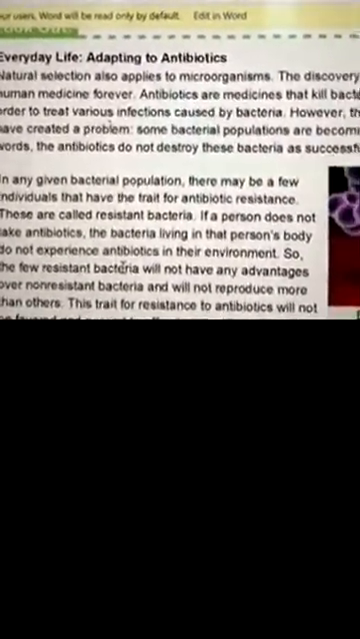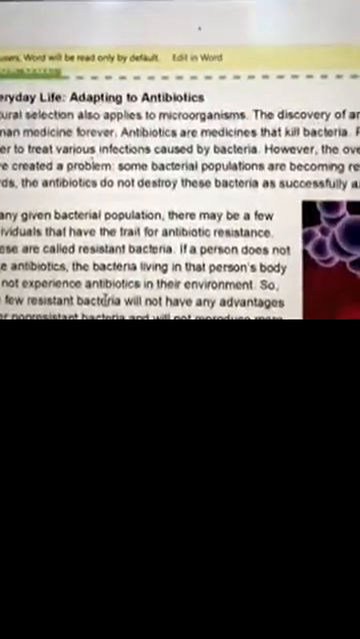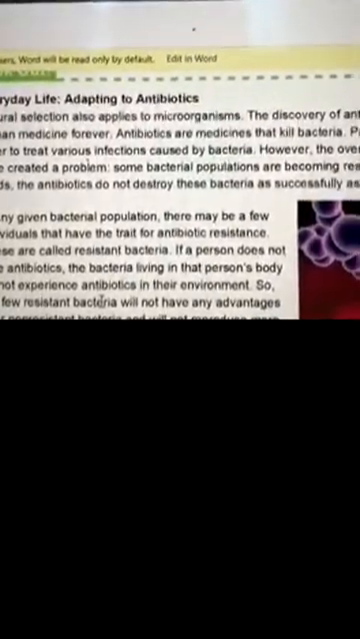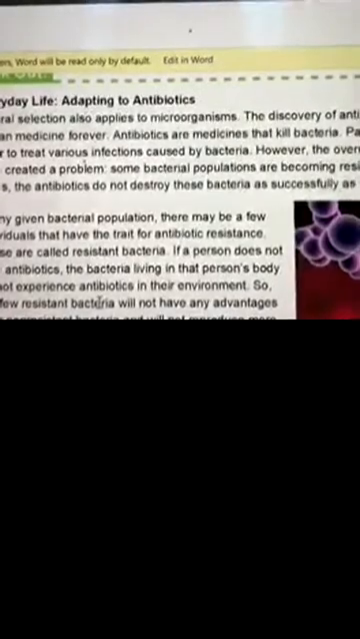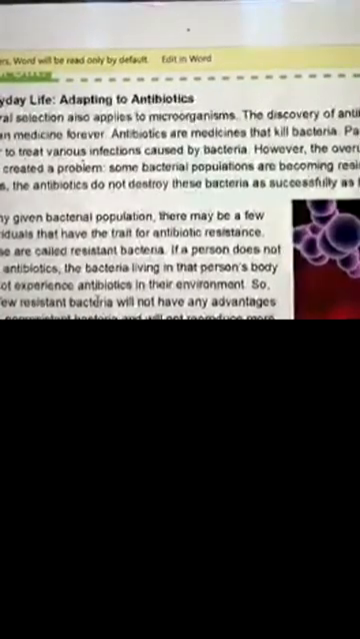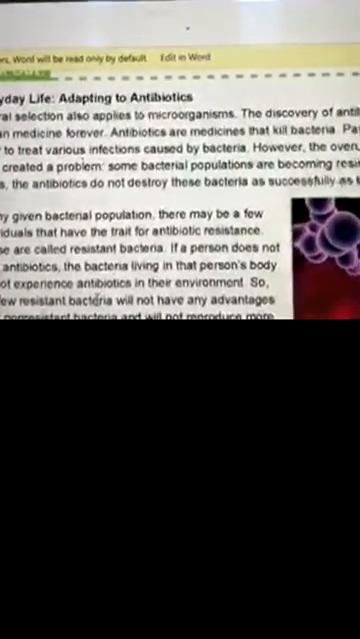Natural selection also applies to microorganisms. The discovery of antibiotics in 1928 changed human medicine forever.